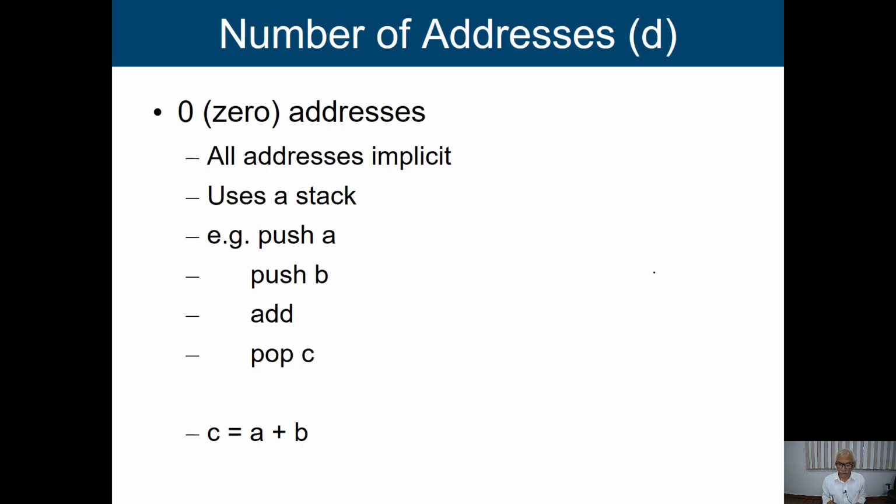Along with that we have another format, which is the zero address format. When you go to the zero address format, all addresses are implicit. Along with the operation, we are not going to give any reference to any operands. Then where are we going to get the operands from? It is an implicit address, and if you use this zero address format, you have to use the stack data structure.